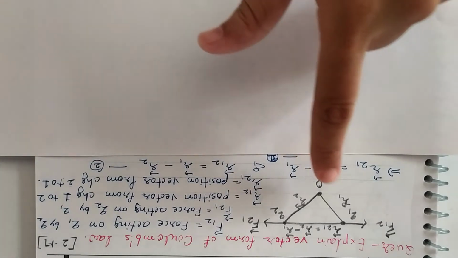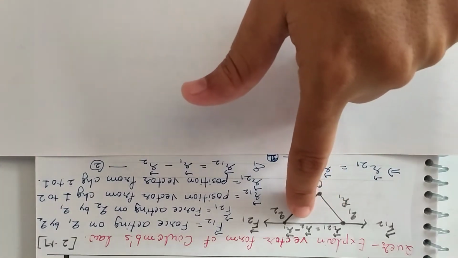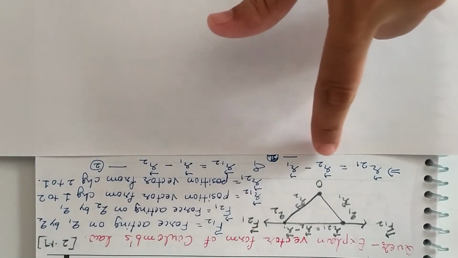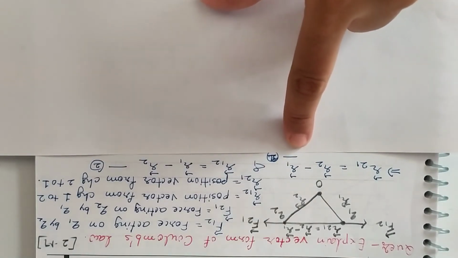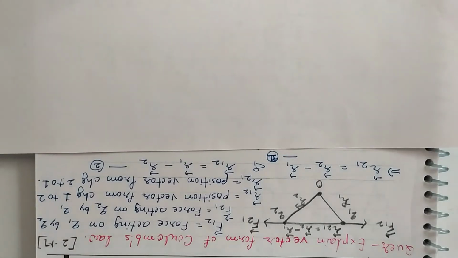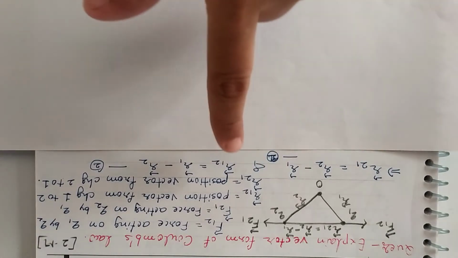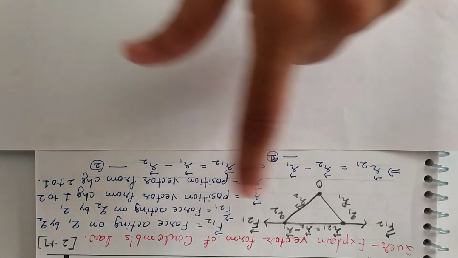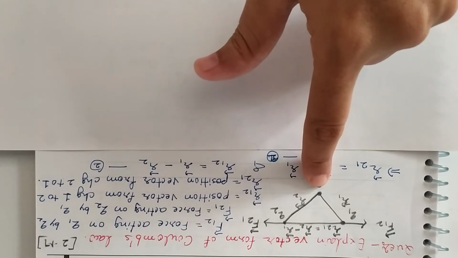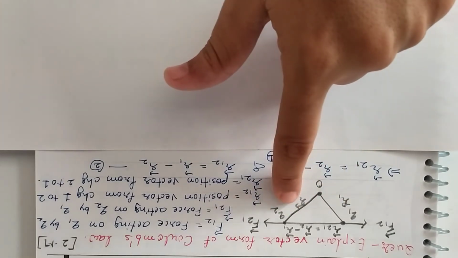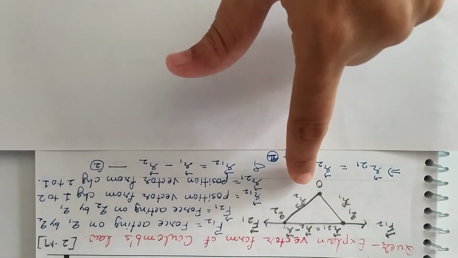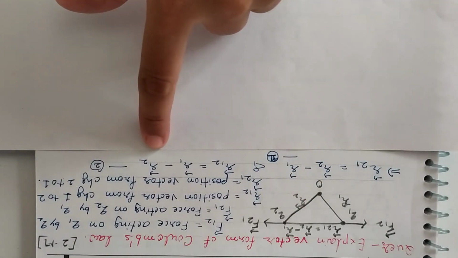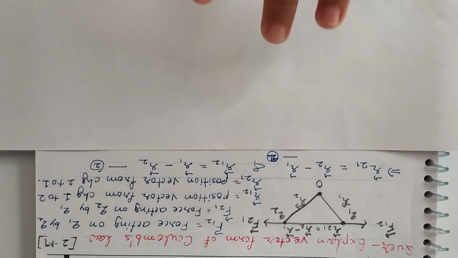Now by looking at the diagram, it is easily understandable that R21 is equal to R2 minus R1. This is a vector notation we have studied in standard 11. Similarly, we can write R12 as R1 minus R2. This is the triangle rule for 3 different points which are in the same plane. So let us take it as equation 1 and equation number 2.